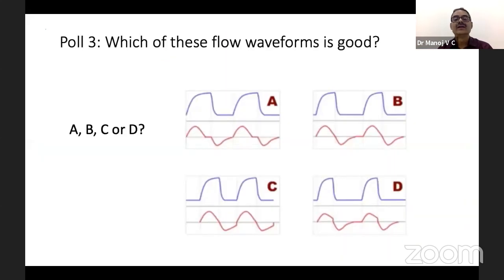Now let me ask you again, can we have another poll? Which of these flow waveforms is good? Look at A, B. Look only at the flow waveform. This is a pressure waveform just to tell you how the ventilator is functioning at that point. So A, B, C, D. Which of these flow waveforms is good?